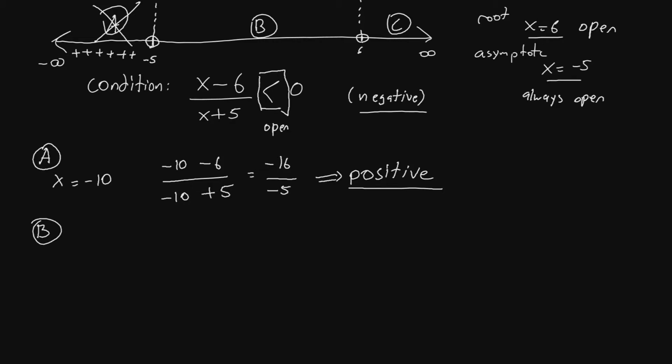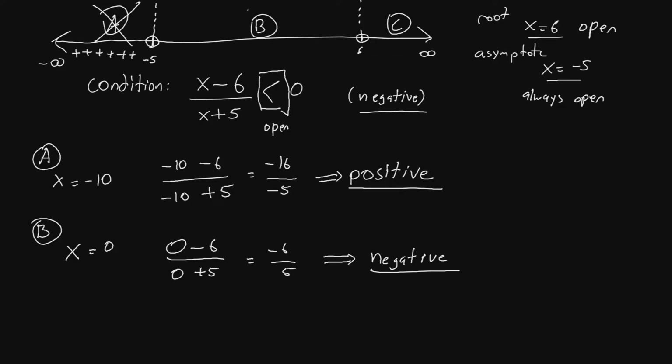Now let's continue to region B. Let's try an x that is between negative 5 and 6. 0 would be a good option here. We'll do 0 minus 6 over 0 plus 5. This gives negative 6 over positive 5. If we take a negative and divide by a positive, we get a negative answer. This is a match for the condition, so B will be part of the answer.